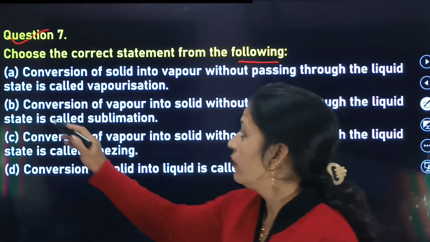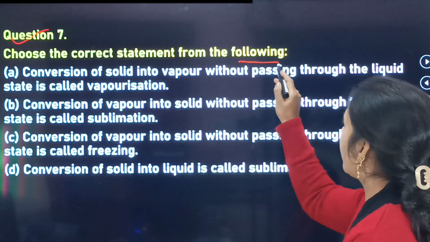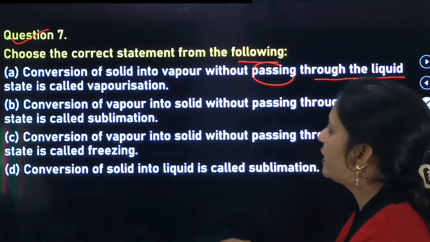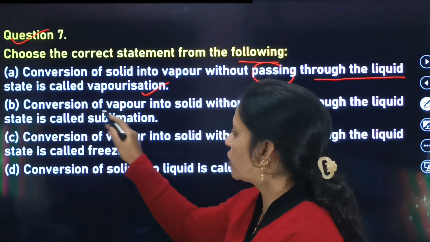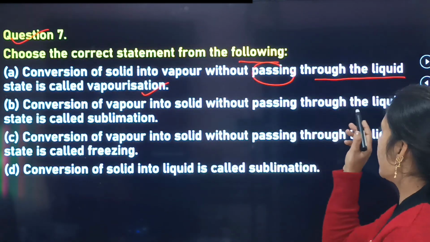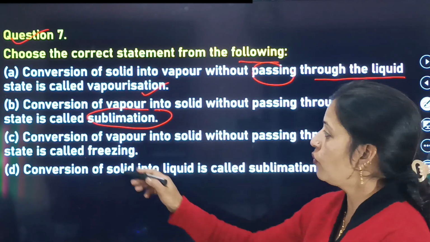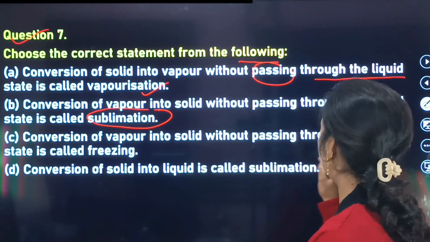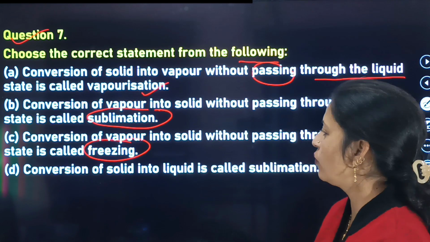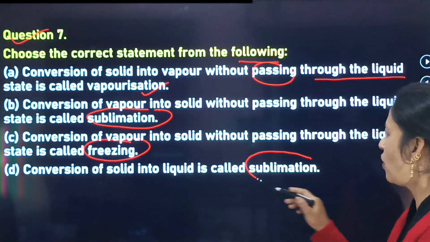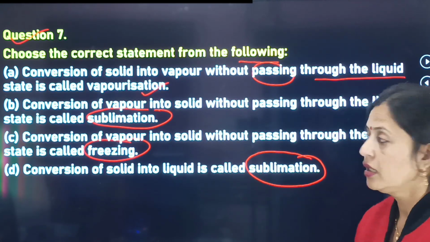following options. Your first option is conversion of solid into vapor without passing through the liquid state is called vaporization. Second option is conversion of vapor into solid without passing through the liquid state is called sublimation. Third one is conversion of vapor into solid without passing through the liquid is called freezing. And the last one is conversion of solid into liquid is called as sublimation. So it is your question number 7.